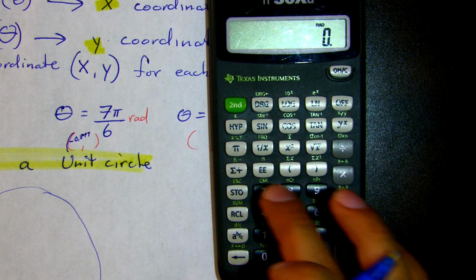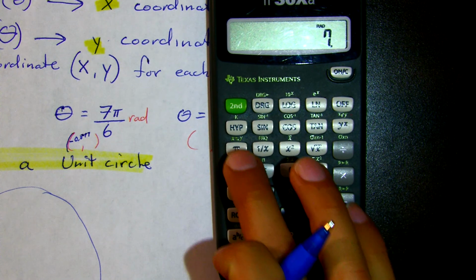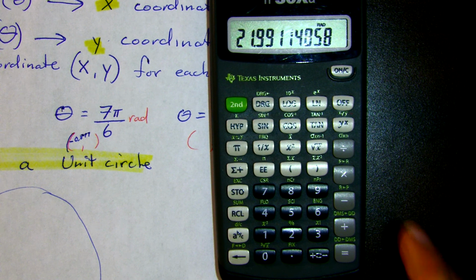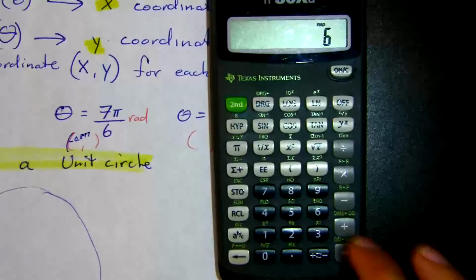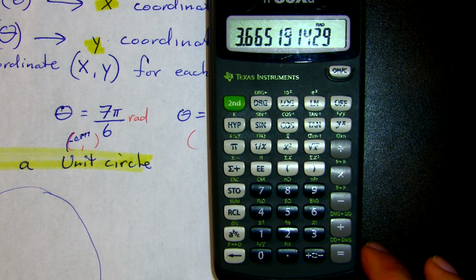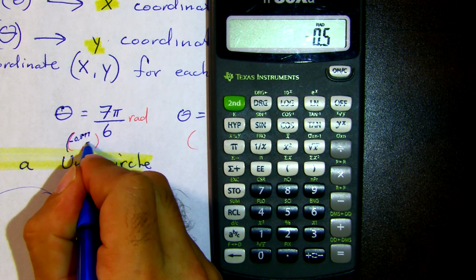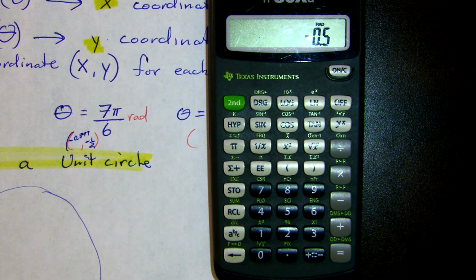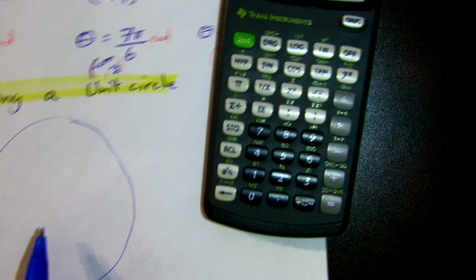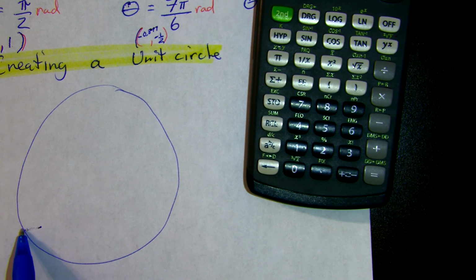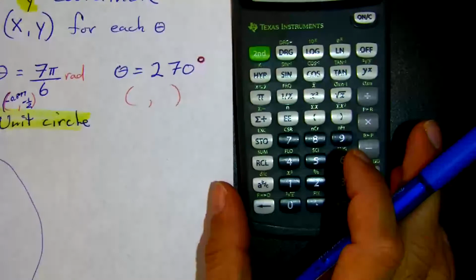Now I'm going to do the whole thing again. 7 times pi divided by 6, and then I'm going to do the sine. Negative a half. That's a coordinate, and we'd be able to find that on the unit circle. It's down around here. We're going to figure that out next when we do the unit circle. All this is going to come together when we do the unit circle.